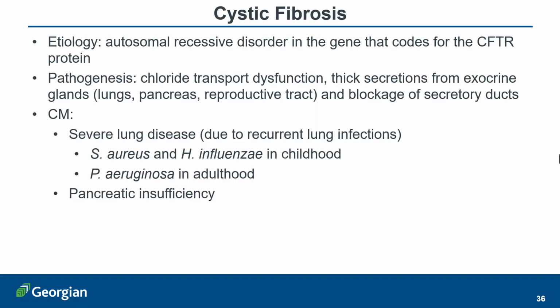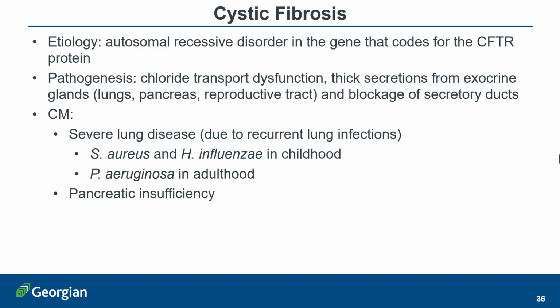Let's move on to cystic fibrosis. The etiology of cystic fibrosis is that it is an autosomal recessive disorder in the particular gene that codes for the CFTR protein. The CFTR protein is involved in chloride transport. It helps to dilute down the mucus. If there's a defect in that, it prevents osmosis from occurring properly in order to dilute the mucus, so the mucus becomes a lot thicker.